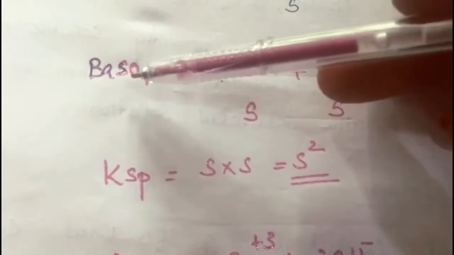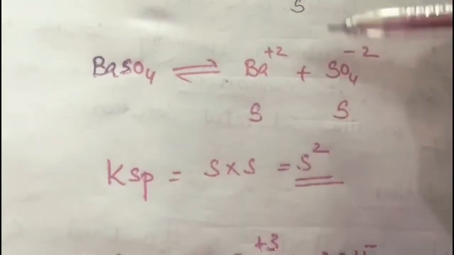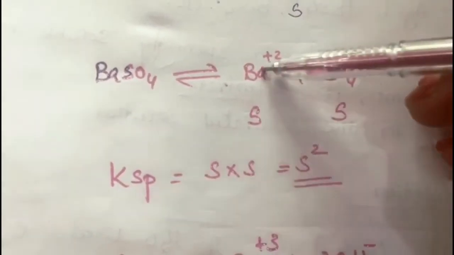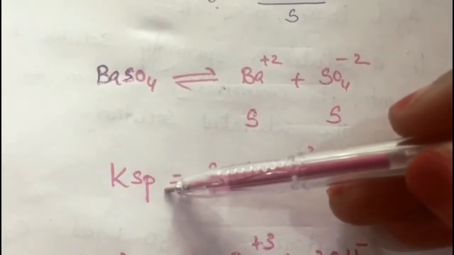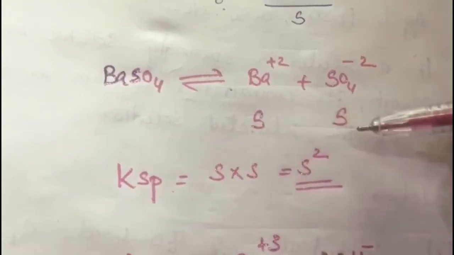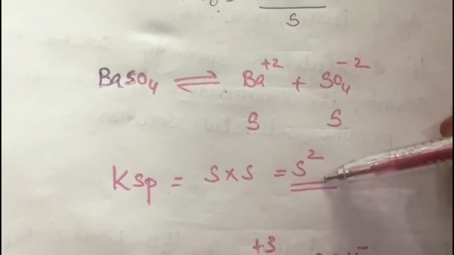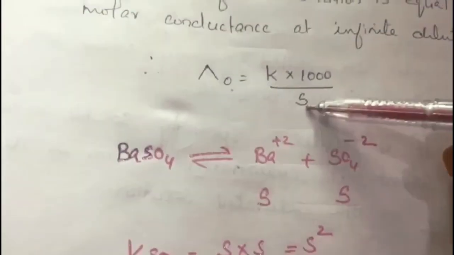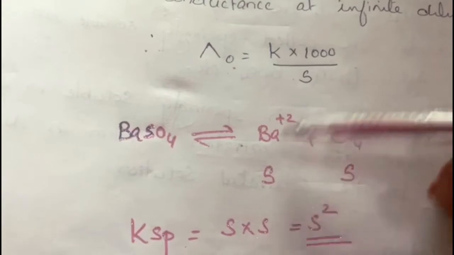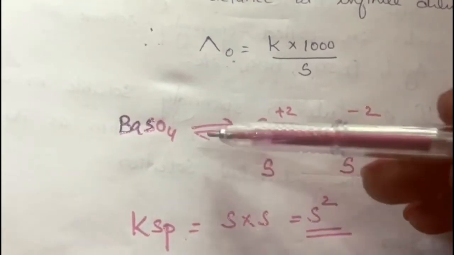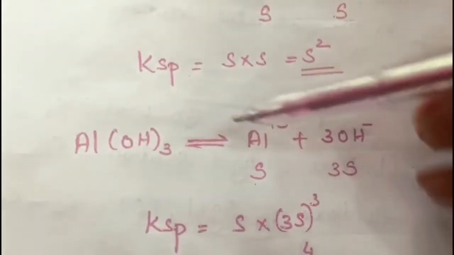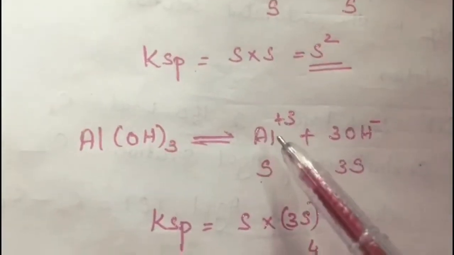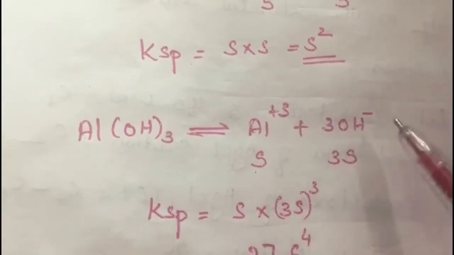So, for example, barium sulfate, Ba2+ and SO4 2-. So here the solubility is S, and here it is S. So solubility product KSP equals S into S, that is equal to S square. So if you can calculate S from here, that can be used to calculate the solubility product of a sparingly soluble salt.